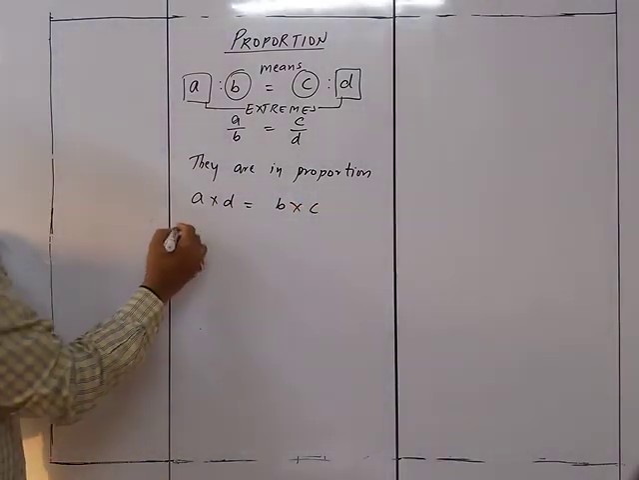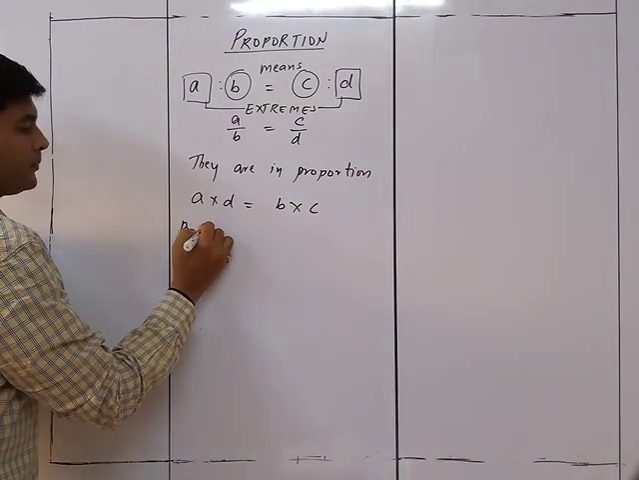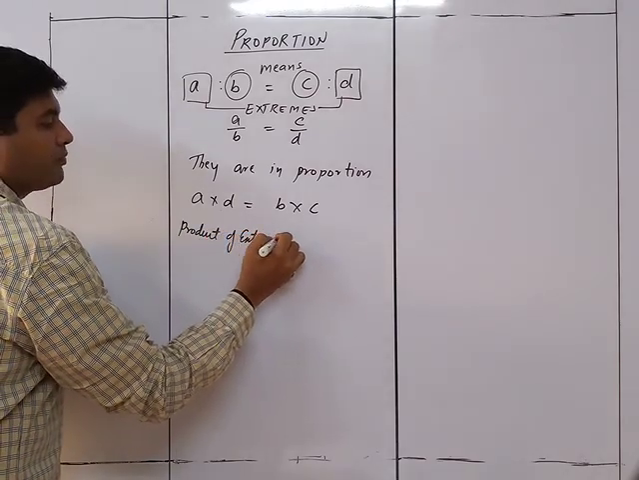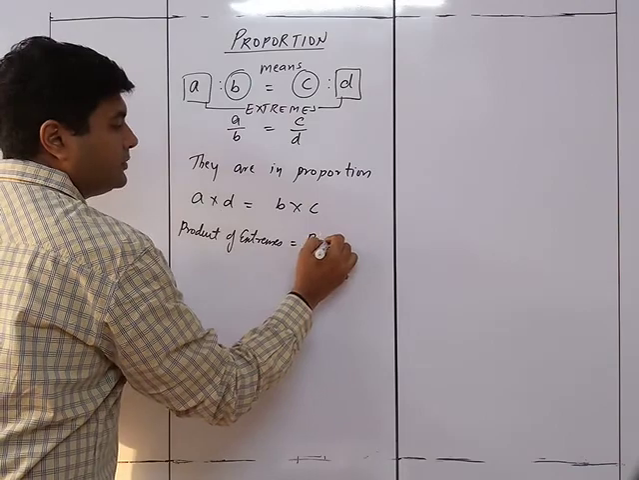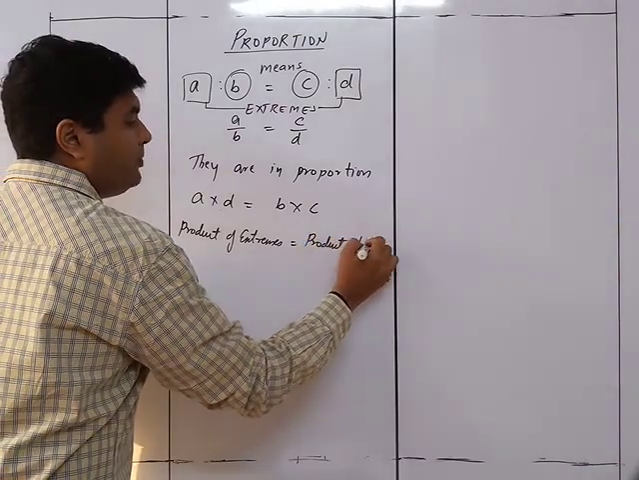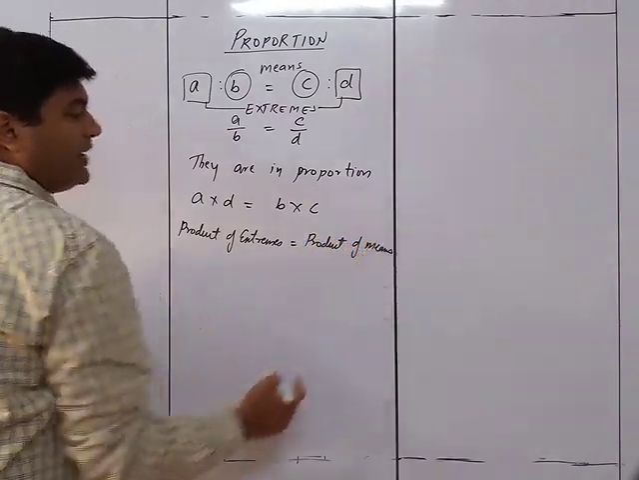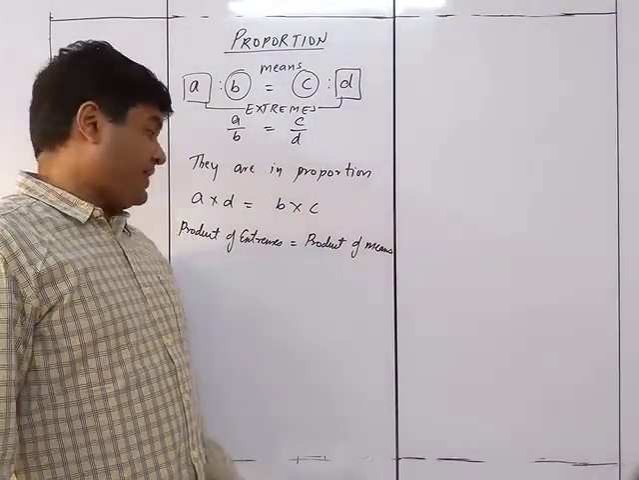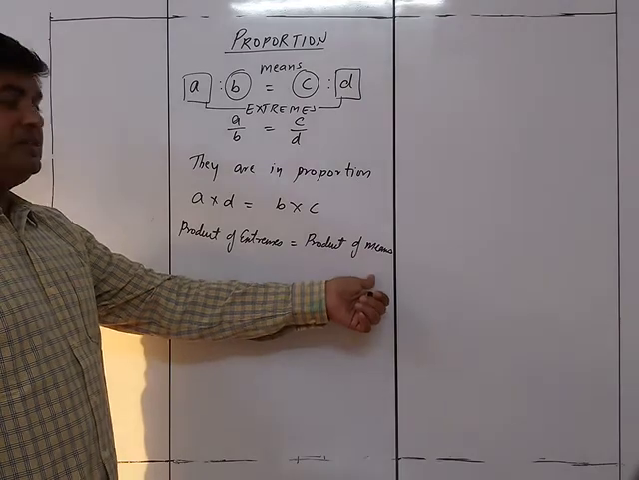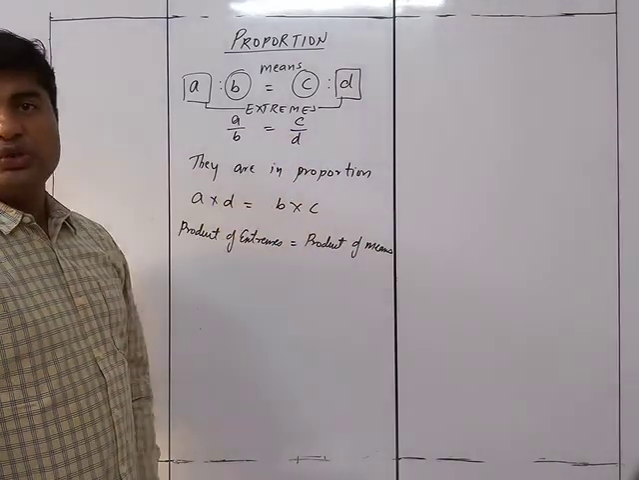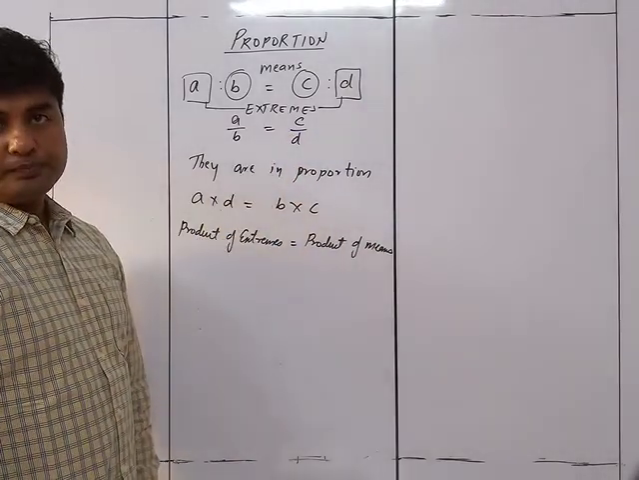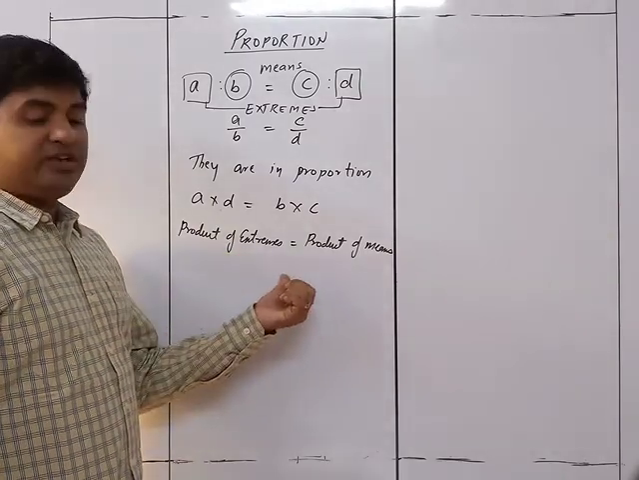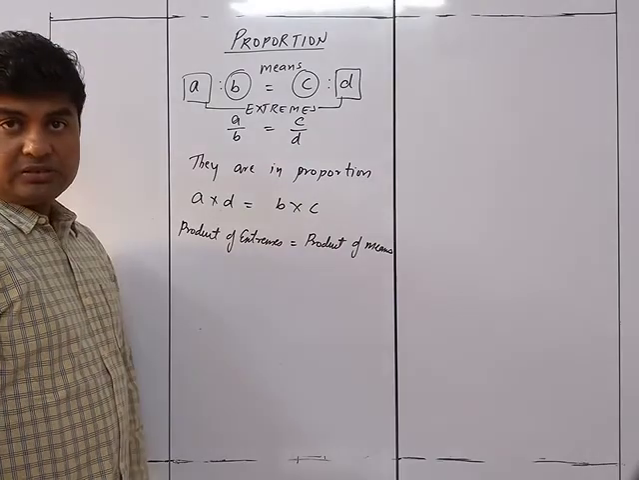That's why we say that product of extremes is equal to product of means. So when are two numbers in proportion? When the product of extremes is equal to product of means, then I say that the two ratios are in proportion. Okay, so first and most important thing is that product of extremes is equal to product of means.